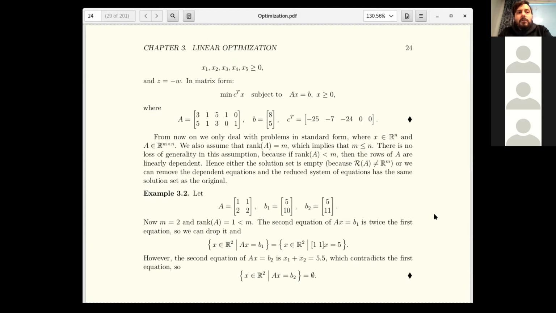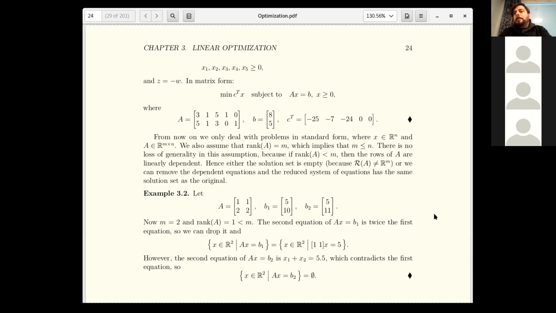Usually we give this in matrix form. So the standard format comes in matrix form, where the coefficients of each of the constraints are given in the matrix A. So in this case, we have 3, 1, 5, 1, 0, 5, 1, 3, 0, 1. And then b, the right-hand side of the constraint, is 8 and 5, and c transpose is given as the coefficients minus 25, minus 7, minus 24, 0, 0.